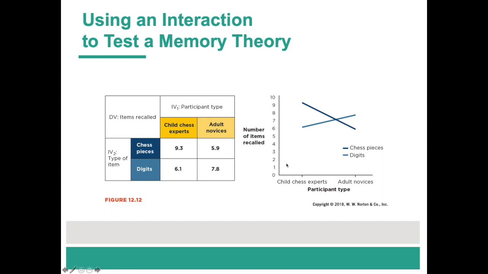Another example is looking at the number of items recalled based on participant type, either they're chess experts or they're novices, so child chess expert and adult novice. The other variable is whether they're chess pieces or they're just numbers. So child chess experts do really well at recalling the number of chess pieces. They don't do as well for numbers.